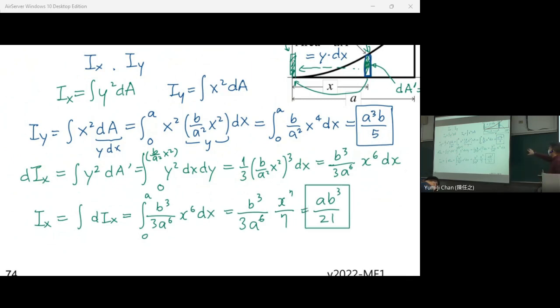Okay, so the green part is for determining Ix, and the blue part is for determining Iy.